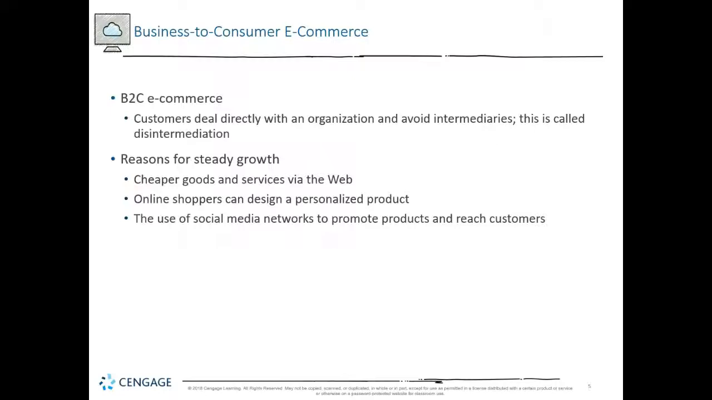B2C, business-to-consumer e-commerce. Customers deal directly with organizations to avoid intermediaries. This is called disintermediation. Reasons for steady growth: cheaper goods and services via the web, online shoppers can design and personalize products, and the use of social media networks to promote products and reach customers.